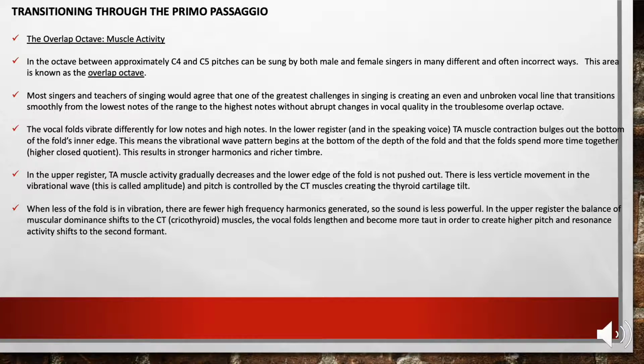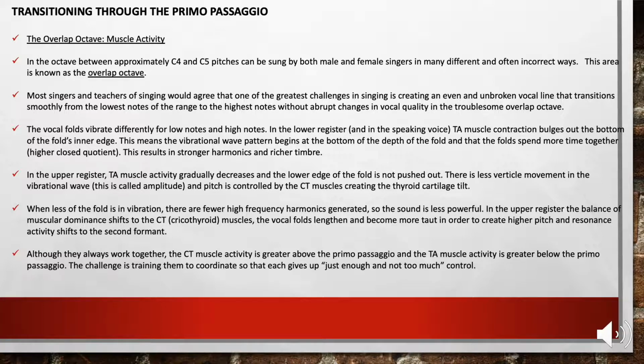In the upper register, the balance of muscular dominance shifts to the CT or cricothyroid muscles. The vocal folds lengthen and become more taut in order to create higher pitch, and resonance activity shifts to the second formant. Although they always work together, the CT muscle activity is greater above the primo passaggio and TA muscle activity is greater below the primo passaggio. The challenge is training them to coordinate so that each gives up just enough and not too much control.